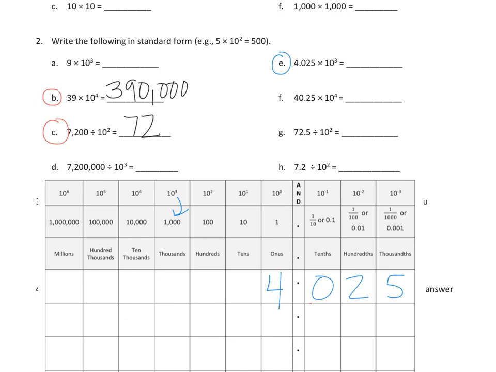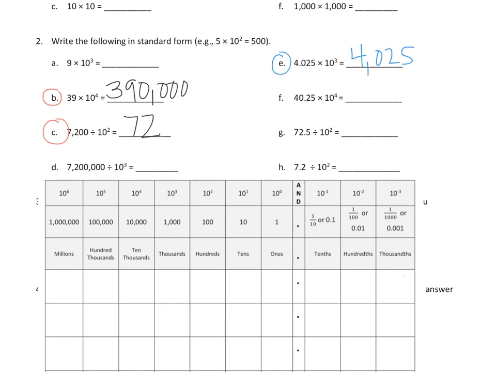So my 4 ones are going to end up in the thousands place. The 0 tenths will end up in the hundreds. The 2 hundredths will end up in the tens. And the 5 thousandths end up in the ones. So the decimal point is behind the 5, but there's no other numbers in the tenths, hundredths, or thousandths that are not 0. So we're going to just write the answer as 4,025.